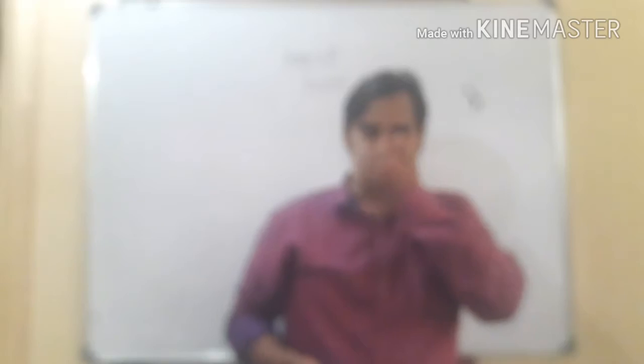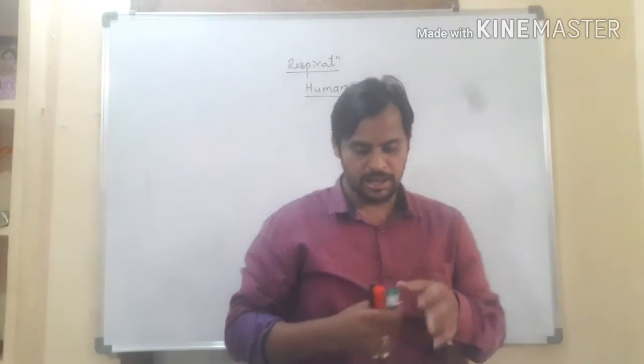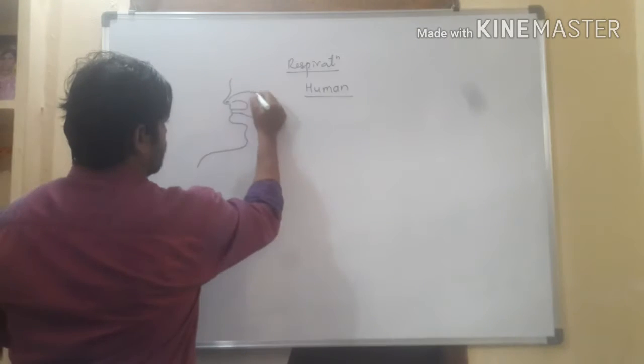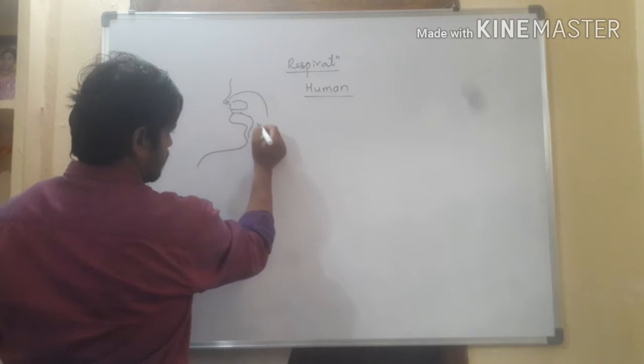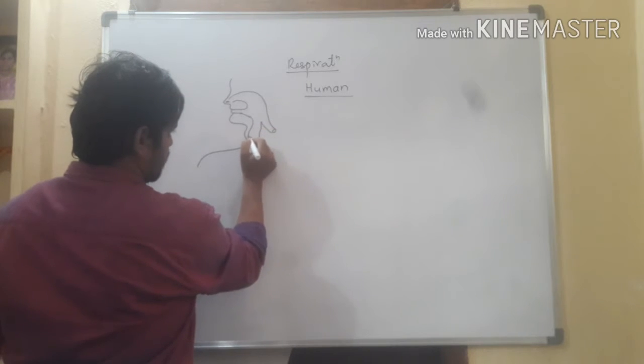Here we know that in human beings the respiratory organs are lungs. Very good. So let us see how they are arranged in our body. Here nose, nasal cavity, nasopharynx, it is the food pipe and it is the windpipe, it is larynx.